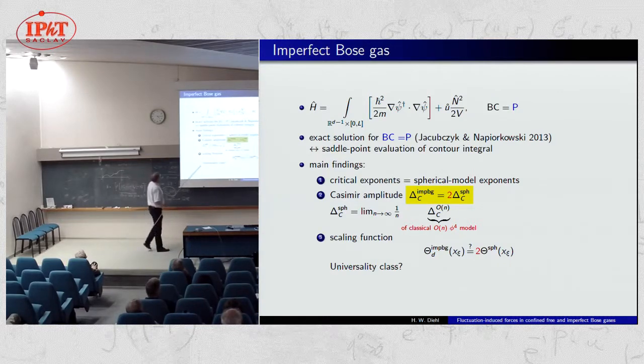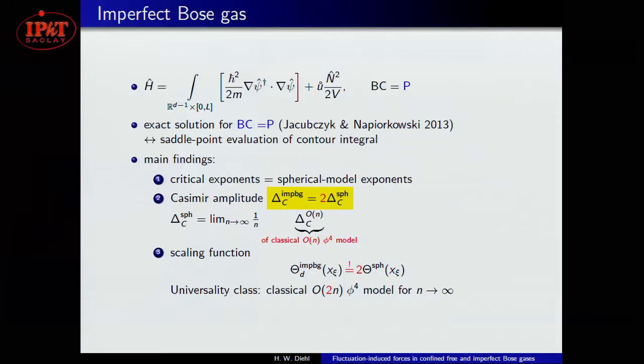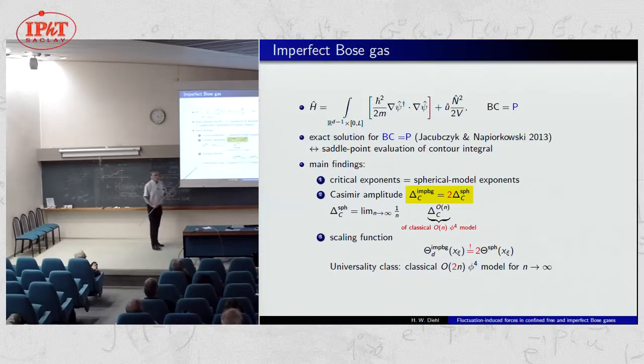And they didn't look at the scaling function. So the question they posed was, what is the universality class? It's not something that you can easily understand. The universality class is that of an O(2n) model, because the boson field is a complex order parameter and has n components, so n-component complex means 2n-component real, and one can in fact see that this corresponds to the O(2n→∞) limit of the phi to the 4 model.